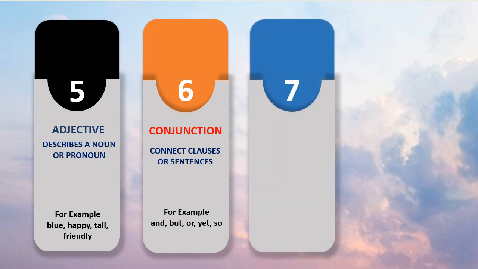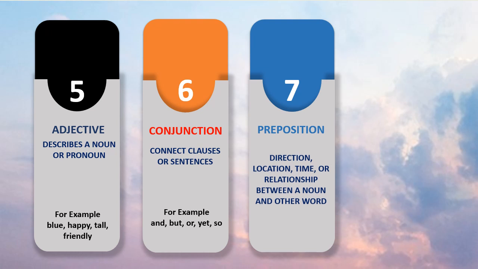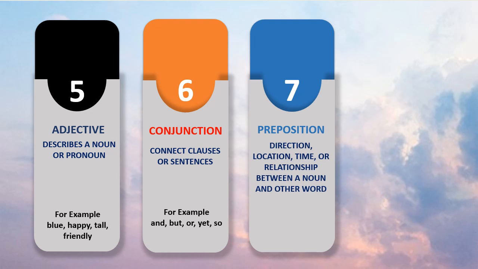The next part of speech is the preposition. A preposition connects a noun or pronoun to another word, showing direction, location, time, or relationship. Let's look into some examples. The book is on the table. On tells us the location of the book.